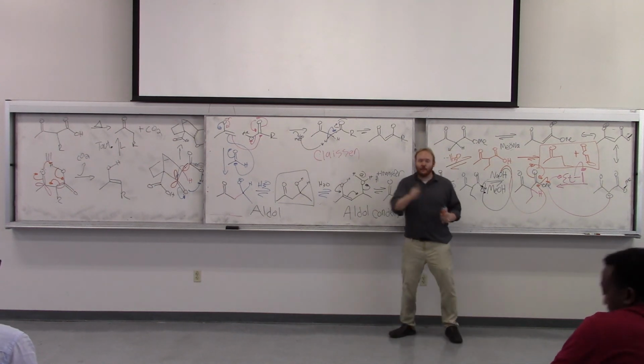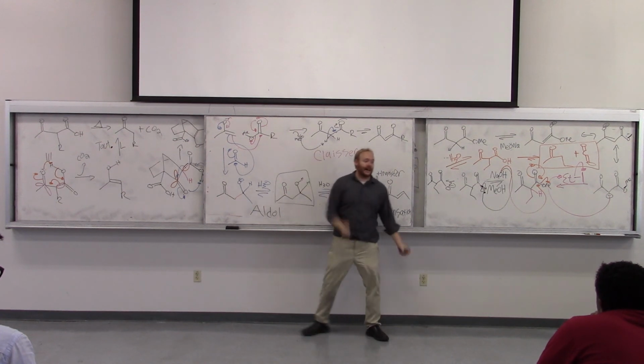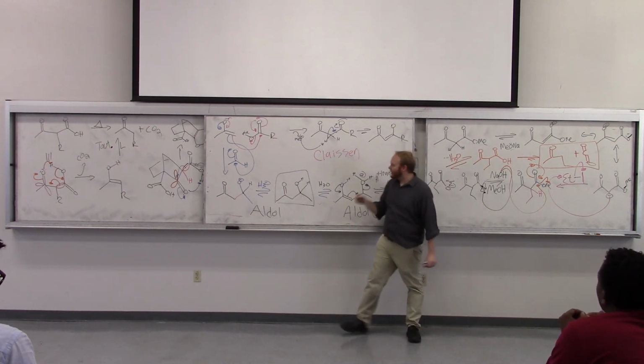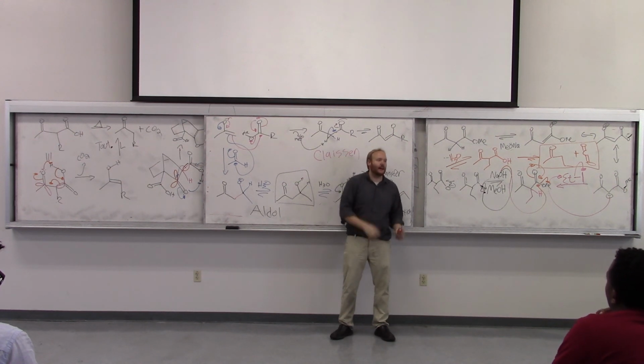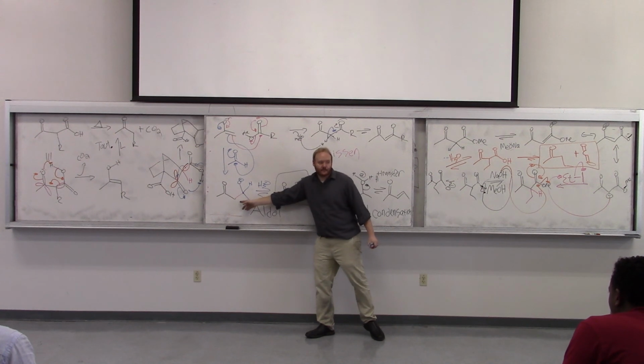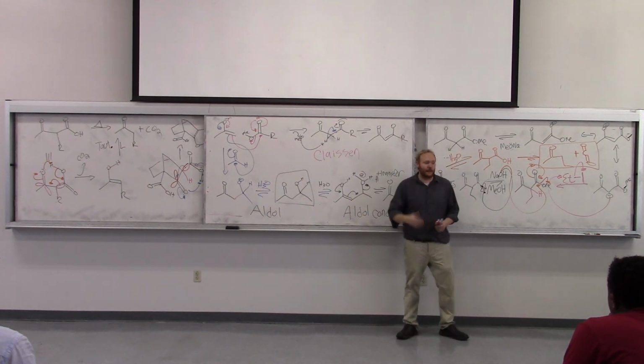So, the take-home message from this little 10-minute overview. Enolate plus ester is Claisen, gives us a product like this. Enolate plus aldehyde or ketone gives us aldol. You have to stop at this or go to this, depending on your conditions.